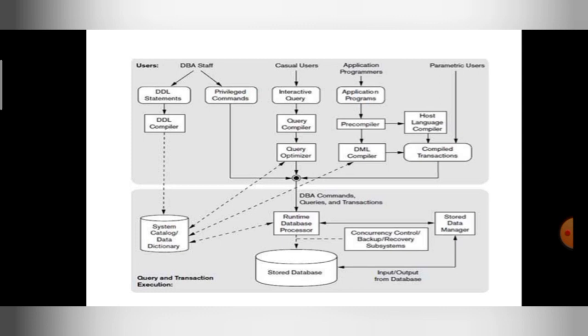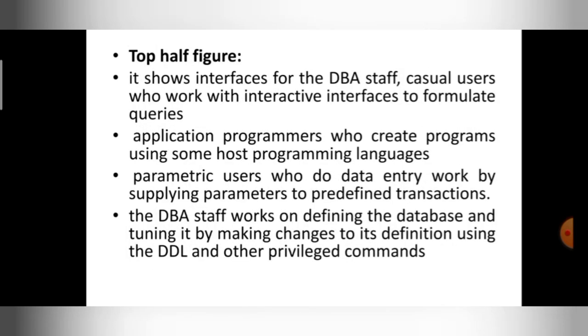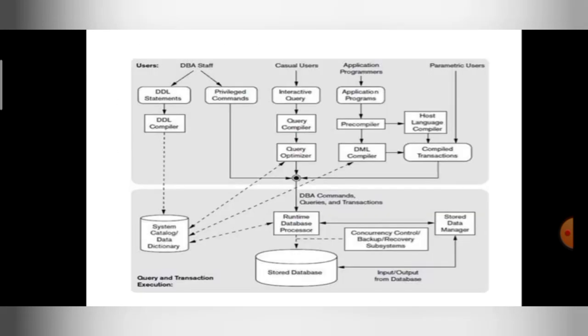Casual users can use interactive queries. Application programmers create the programs using some host programming language. For example, I can write the application using C programming or using .NET or using Java, whatever programming language I can use. It doesn't matter which programming language you use, it should be in a position to access your database. Your application programmer should write the program in such a way that it can access the database. You can see application programmers will write the application programs, and application programs can access your database.